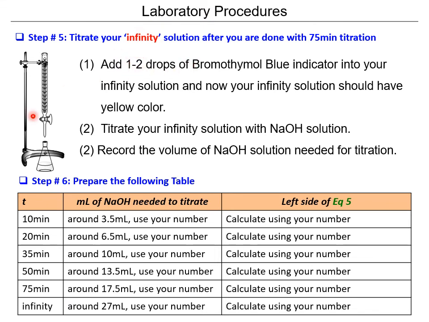So you add your indicator into the solution of the infinity that was prepared in the previous slide until it turns yellow color. And then you titrate it with sodium hydroxide and you record the volume, right, that you used. You have to make sure you keep track of how much volume was used to make the color change. So you can see here, you can prepare a table of 10 minutes, all the different times, right? And then you have here whatever volume you got, and then you use the equation to do all these calculations.